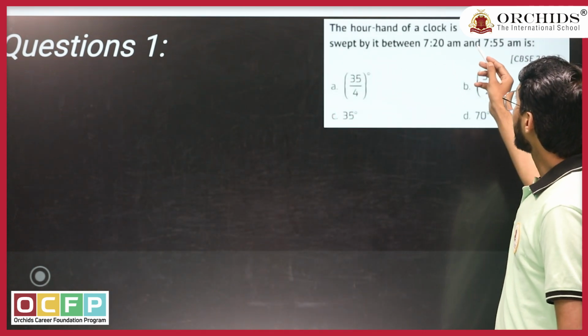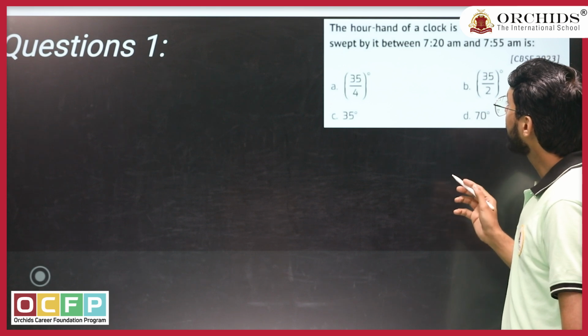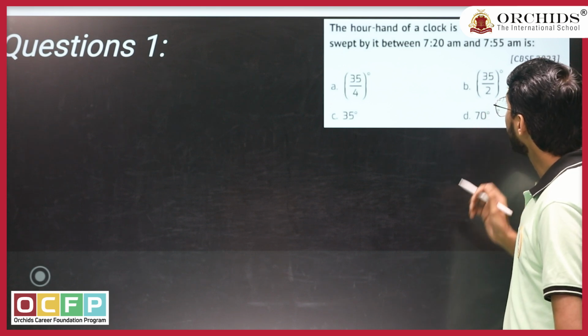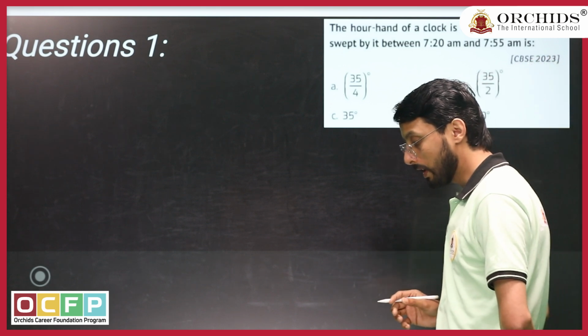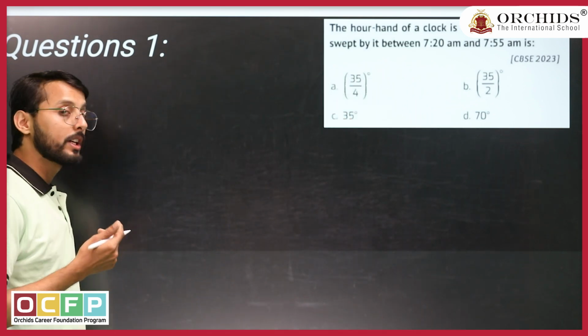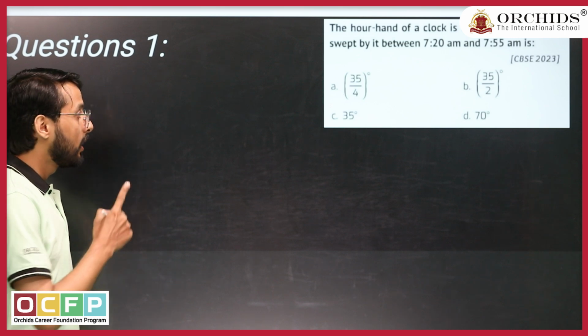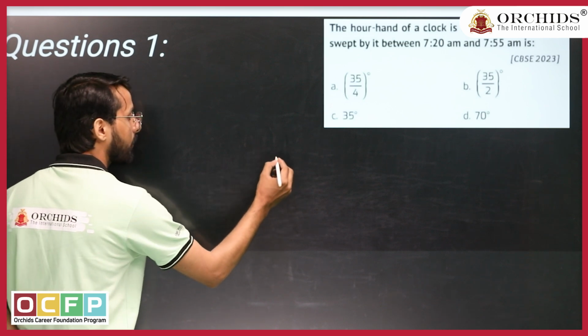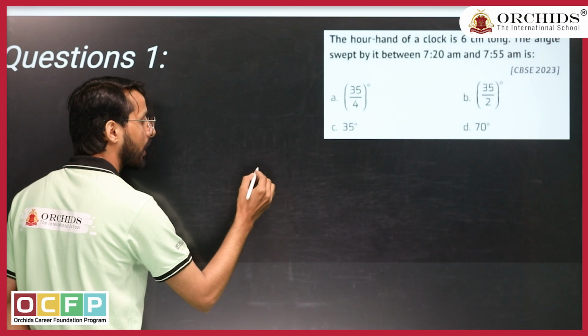The hour hand of a clock is 6 centimeter long and the angle swept by it between 7:20 am to 7:55 am. So the first thing that should come to our mind is how to proceed, what to think regarding this question. Let's see. They have given an hour hand.